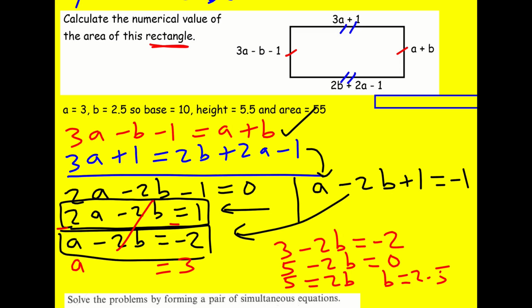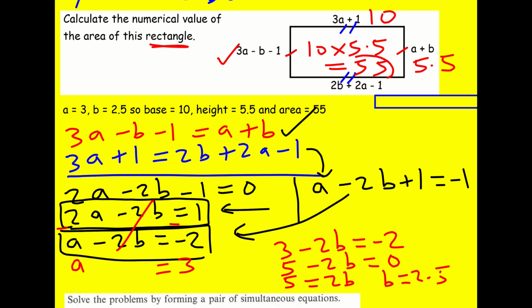I'm not quite done though because it's asked me for the area of the rectangle, so I'm then going to need to work out the sides. But I can do that quite quickly. For this one it's a plus b, so it's going to be 3 plus 2.5. It's going to be 5.5. I could just check that it works here, that I get 5.5, and I will get that as well. And then I'd probably pick this top one, so it would be 3a plus 1 is going to be 3 times 3, which is 9, plus 1, this one's going to be 10. Again, I can check it and get 10 here, and then I'm going to multiply these two together. 10 times 5.5 equals 55.